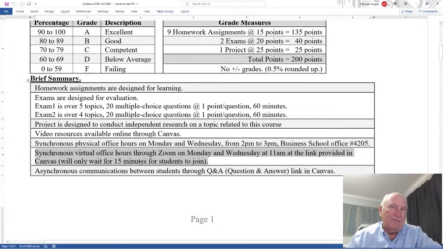I'll only wait for about 15 minutes for students to join. Even though they're called office hours, I will be there 4 hours if students come. If students don't come, I don't stay there for hours. I will wait for 15 minutes, and if no one comes, I leave. So I'm interpreting office hours as I'll be there for more than an hour if people are there, but I won't be waiting for people.